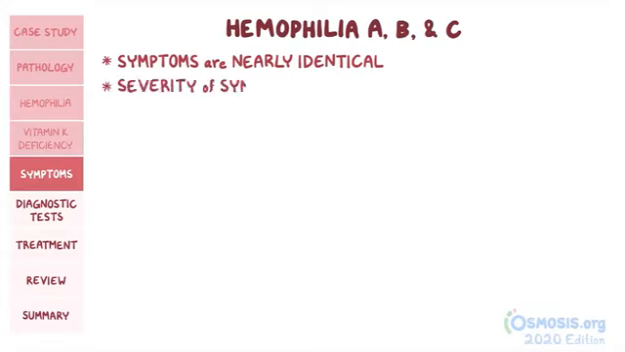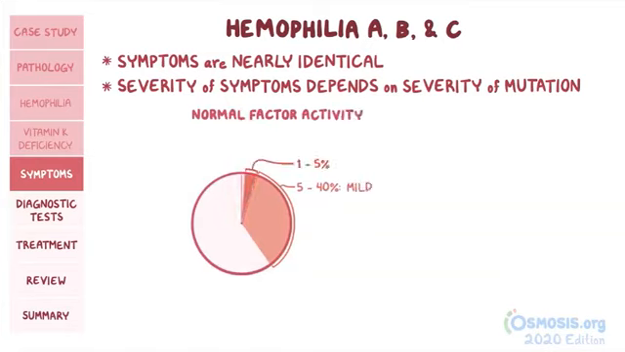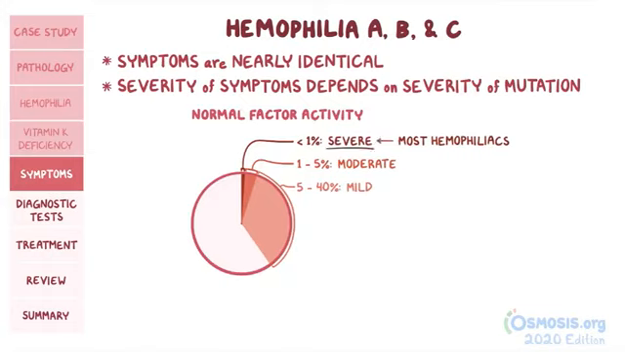The severity of the symptoms depends on the severity of the underlying mutation. Having 5 to 40% of normal factor activity is mild, 1 to 5% is moderate, and less than 1% is severe. Unfortunately, most hemophiliacs have severe disease.